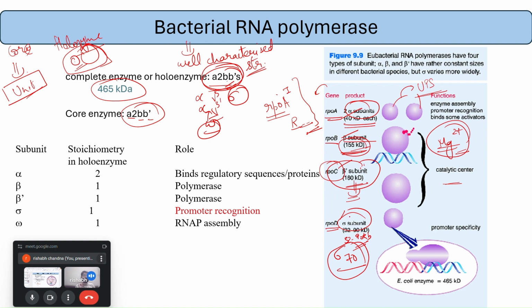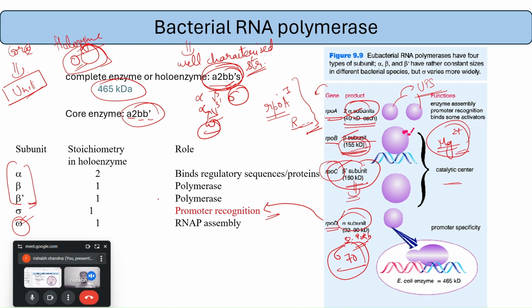One more thing: the sigma subunit has a major role in promoter recognition. If the sigma subunit is not there, then the polymerase cannot bind to the promoter sequence and cannot initiate transcription. Okay, so these are the basic roles, and the omega subunit that we are talking about helps in assembling these core subunit proteins.